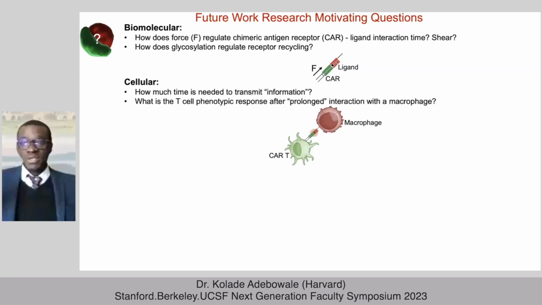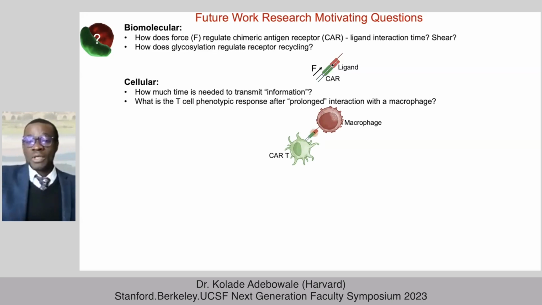At a cellular level, I would like to understand how much time is needed for a CAR T cell and a macrophage cell to transmit information. What exactly is being transmitted? And what is the consequence of this transmission of information on these two cell populations? For example, are there differences in expression of markers like CD25, CD69, CD62L, TIM3, LAG3, PD1, PDL1, and on and on?